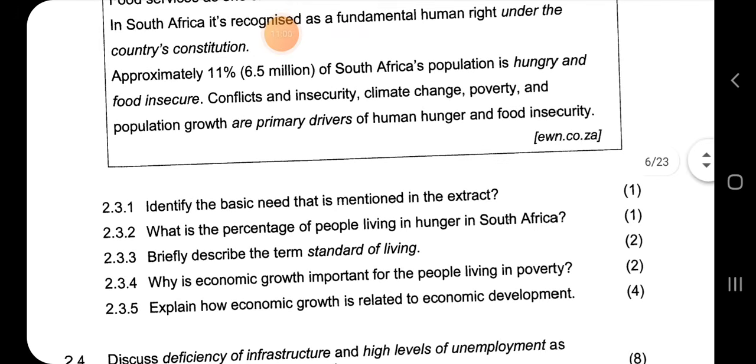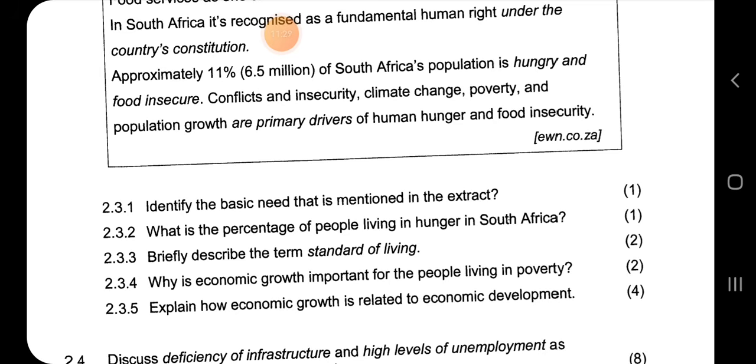And then briefly describe the term standard of living. Standard of living is the ability of a person to provide for their needs. Okay, so that is the standard of living. If the standard of living is bad, the person will not be able to afford their basic needs. But if the standard of living is better, that person is able, without a doubt, to afford their basic needs.